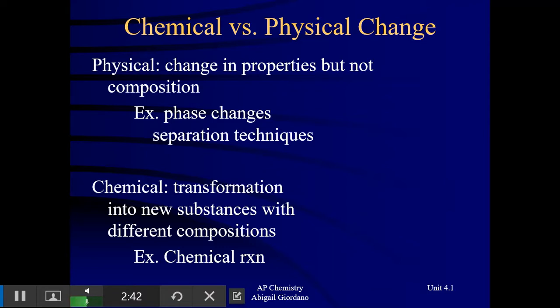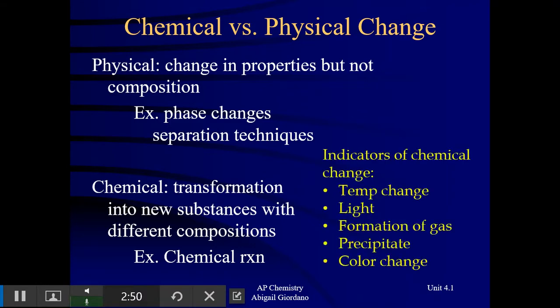And what are some indicators of chemical changes? Again, this is something you probably went over in Chem 1. There are more indicators than are listed here, but these are sort of the big ones of observations that could indicate that a chemical change has taken place. If there's a temperature change, heat is either released or heat is absorbed. If there is production of light, think of like a glow stick, okay? What goes on inside a glow stick, that's a chemical reaction.